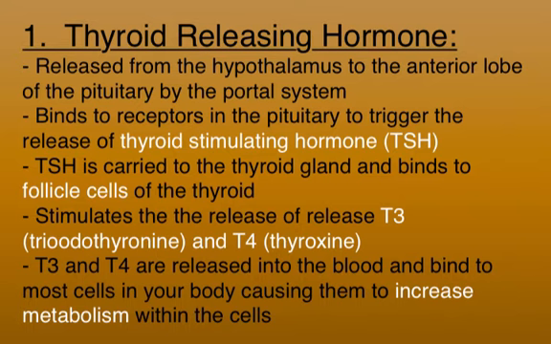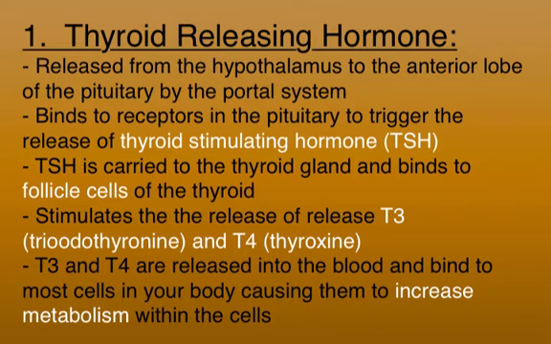1. The thyroid-releasing hormone is released from the hypothalamus and carried to the anterior lobe of the pituitary by the hypophyseal portal system. In the anterior lobe, the thyroid-releasing hormone will bind to specific receptors, triggering the release of thyroid-stimulating hormone from the anterior lobe of the pituitary. The thyroid-stimulating hormone is then released into the blood, where it is then carried to the thyroid gland. At the thyroid gland, the thyroid-stimulating hormone exits the blood and binds to specific receptors in the follicle cells of the thyroid. These follicle cells are then triggered to release the thyroid hormones T3 and T4.